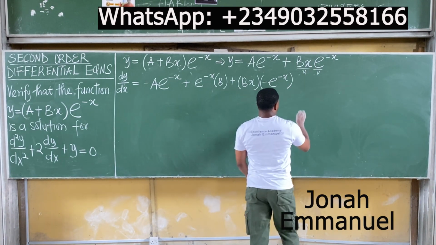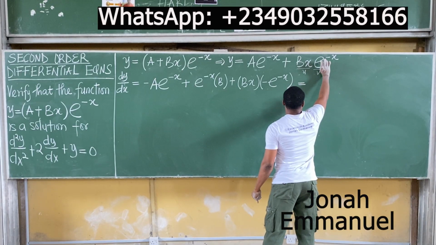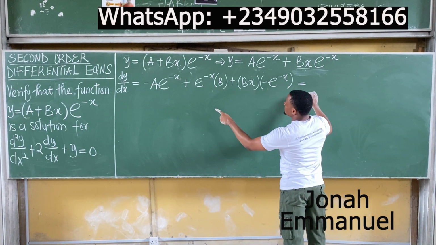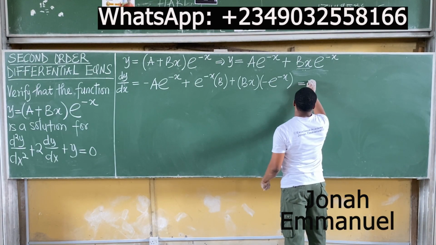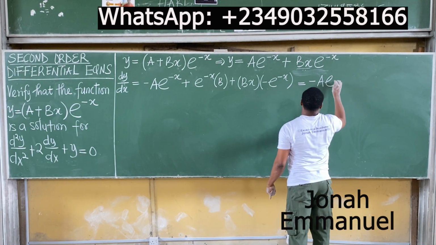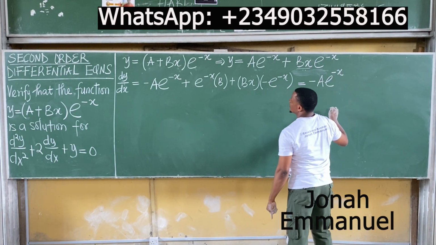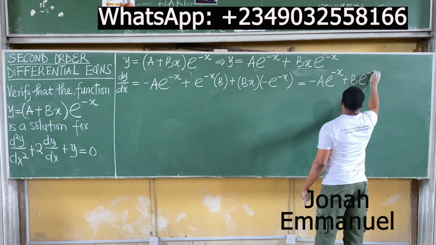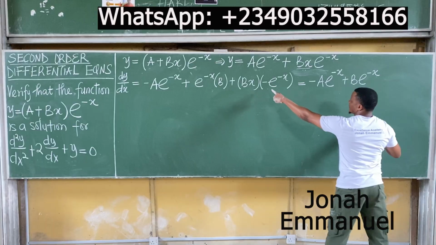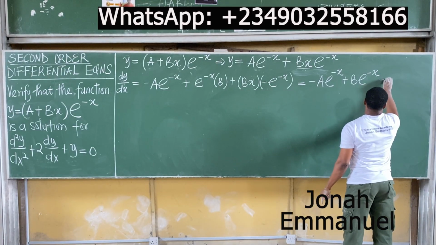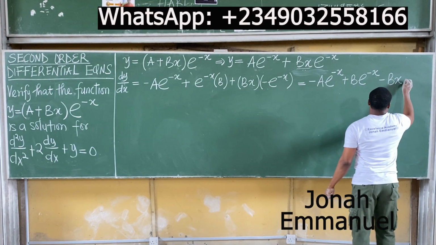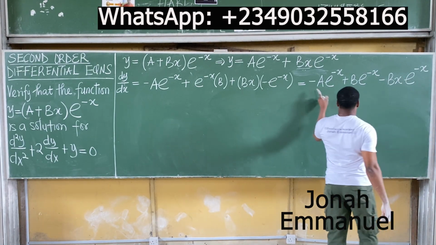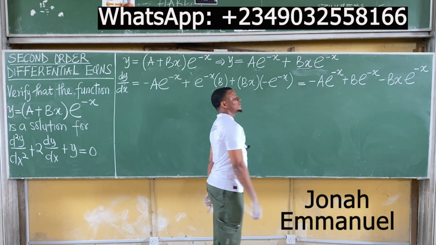Okay, help me expand this. What do you have here? Expand this. What do you have here? Minus a exponential minus x, plus b exponential minus x, minus bx exponential minus x. So this is the value of dy/dx.